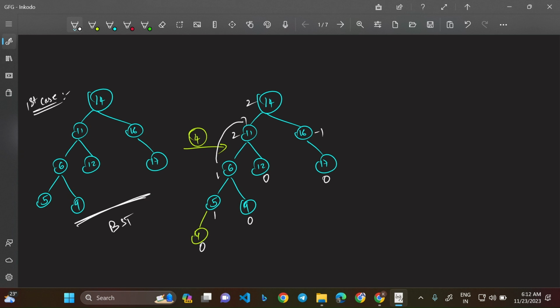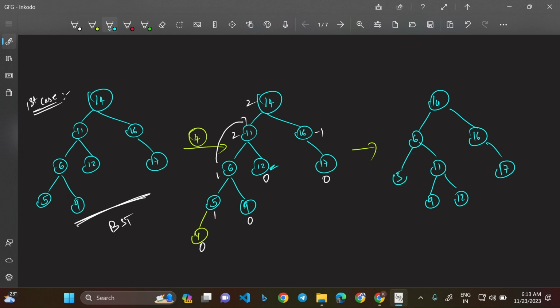Let us rotate this 6 towards the right. When I'm trying to rotate the 6 towards the right, what am I meaning? The second transition is the final transition. So we'll be having 14 here, 16 here, 17 here, and to the left I'll be having 6 instead of 11, and to the right of 6 I'll be having 11, and to the right of 11, what is originally there would be there, and to the left of 11 I'll be having 9, and to the left of 6 I'll be having 5, and to the left of 5 I'll be having 4. I hope you people understood.